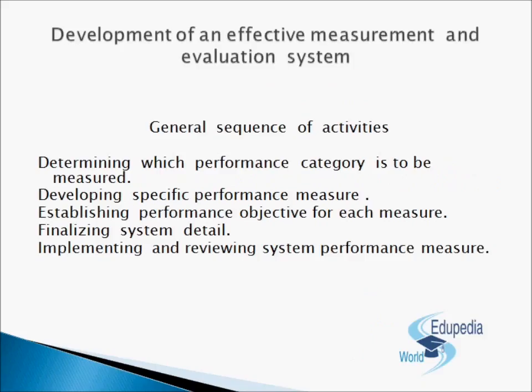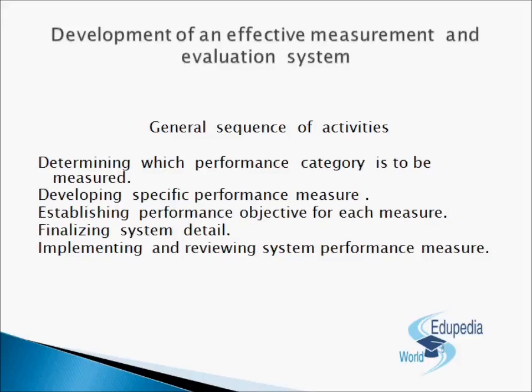Let's have a look at the general sequence of activities that we generally execute in the development of an effective measurement and evaluation system. The development of an effective measurement and evaluation system includes determining which performance category is to be measured, developing specific performance measures, establishing performance objectives for each measure, finalizing system details, and implementing and reviewing system performance measures.